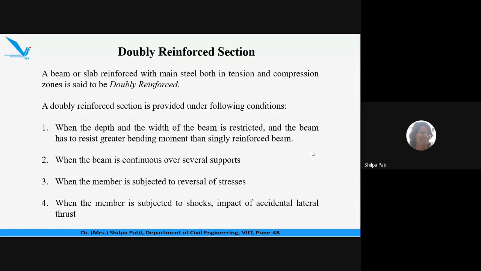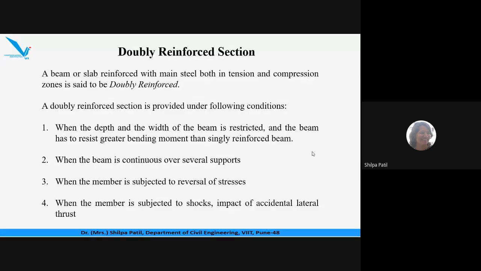So when you start your term work, your project, and when you observe the various types of beams within your residential plan, you have to check the conditions. Whether my beam is continuous. If it is continuous, then I have to go for a doubly reinforced section. Whether my beam has a restriction of dimensions, in that case also I have to consider the doubly reinforced section.